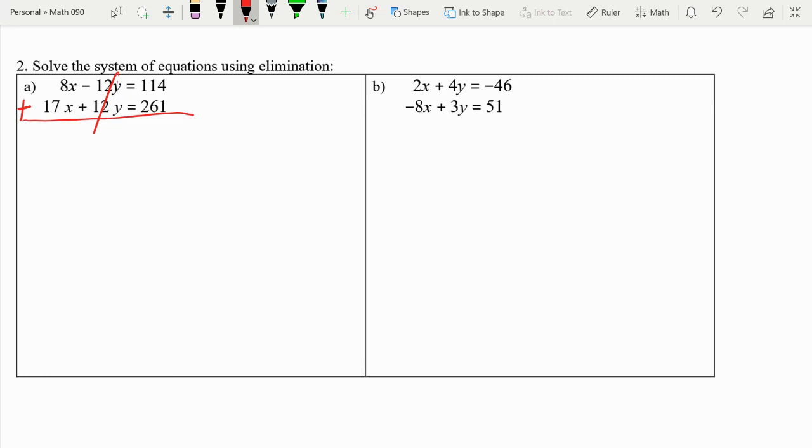So 8 plus 17 gives me 25x is equal to, and 114 plus 261 gives me 375. Divide both sides by 25.